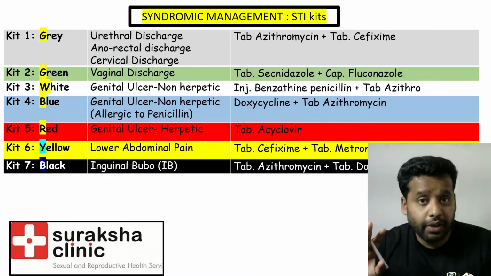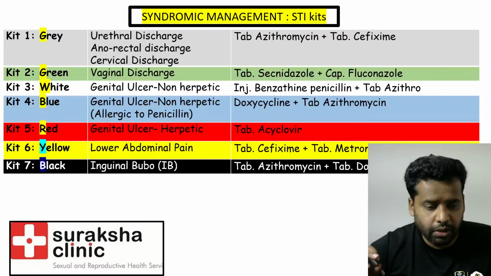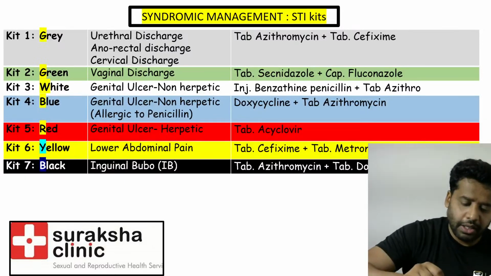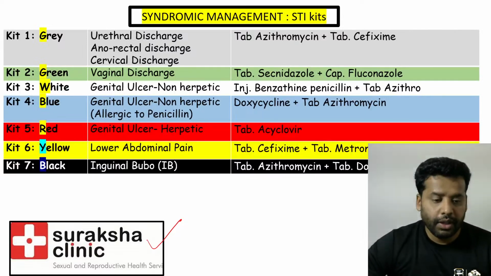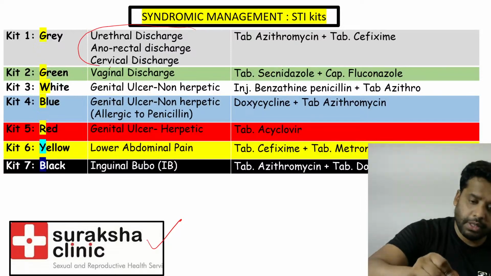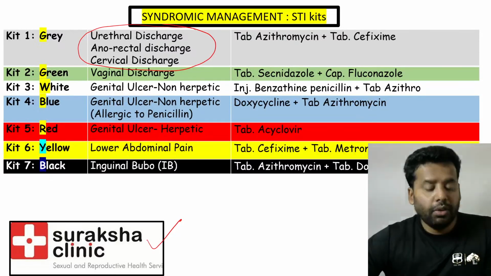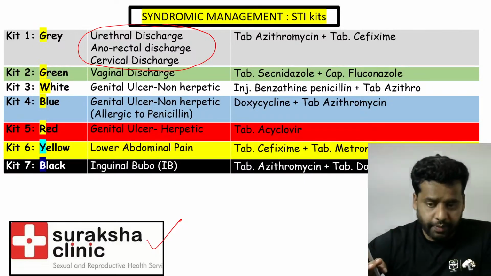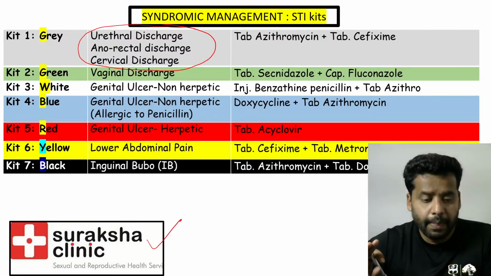Syndromic management, very important. STI kits in your exams, especially when you go and solve all the FMG previous year topics. Syndromic management, Suraksha clinics, you cannot skip. STI management is a must. The patient will get the gray kit if they have urethral discharge, anorectal discharge or cervical discharge. Gray kit is used: azithromycin and cefixime. We have to remember the drugs also.